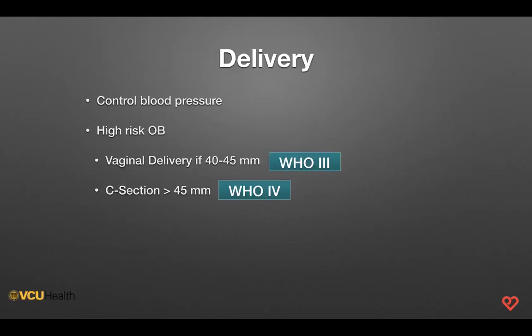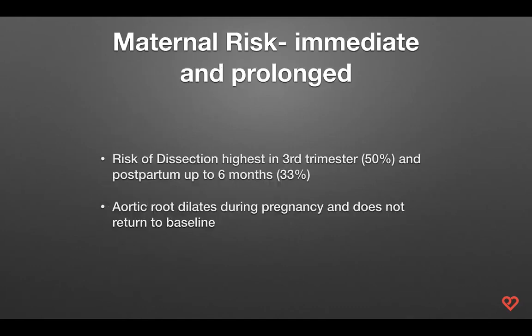As for delivery, the size of the aorta is very important. If their aortic size is between 40 to 45 millimeters, then we would recommend vaginal delivery. So in this individual at 3.8 centimeters, we would recommend vaginal delivery. And if it's greater than 45 millimeters, we would recommend C-section.